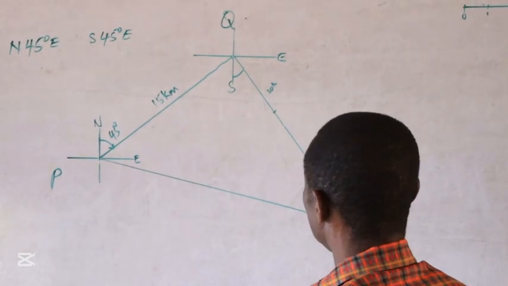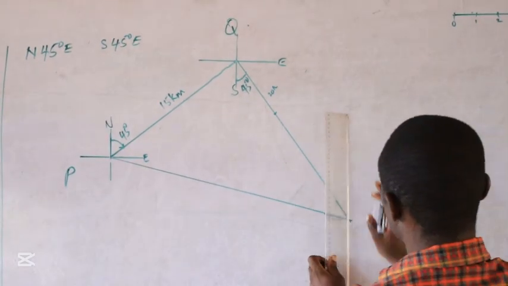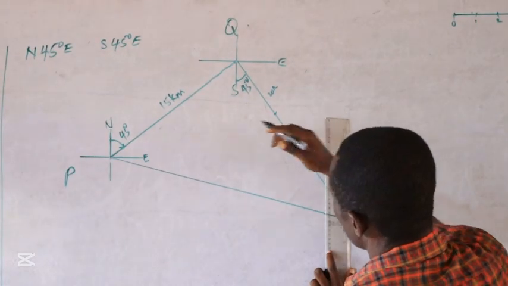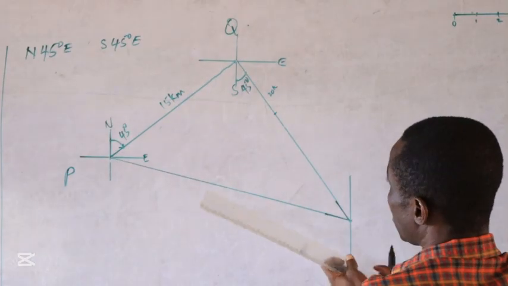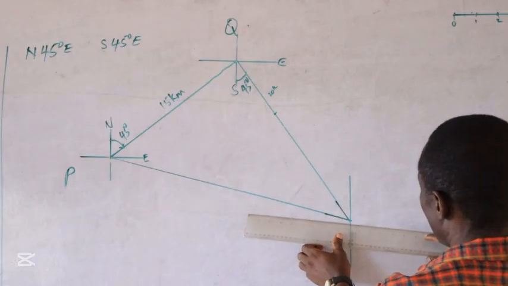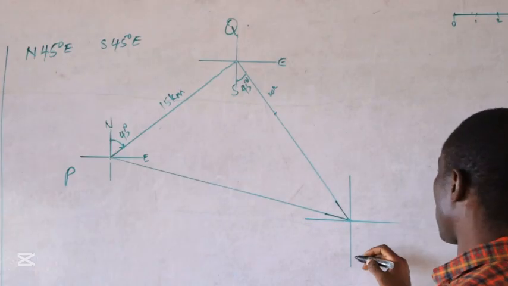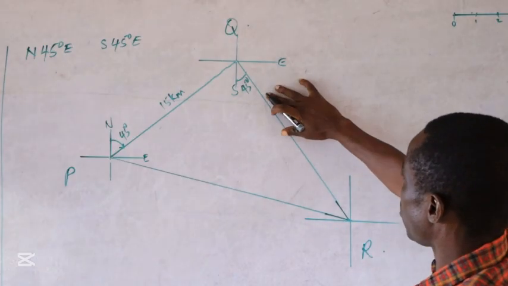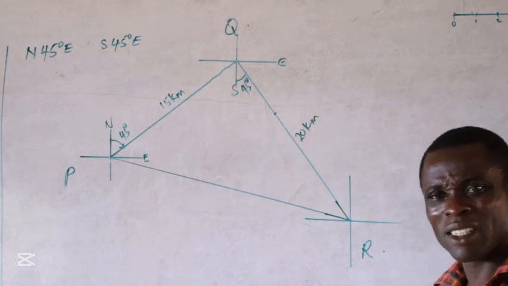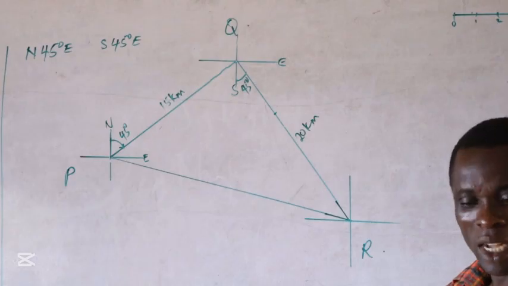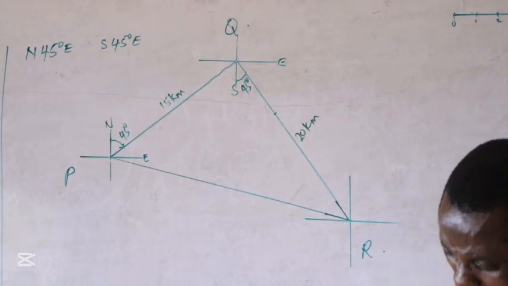Join them together before you draw the cardinal point at Q. This is 45. Now when you place your ruler, it must be parallel to this one too. This is R, and this one is 20 kilometers. This is the diagram. If you fail to draw that diagram, that is 0. You must draw the diagram in pen. No diagram, no mark.